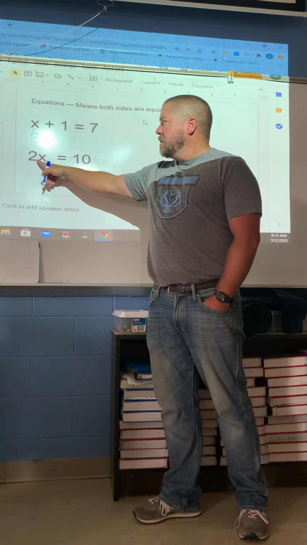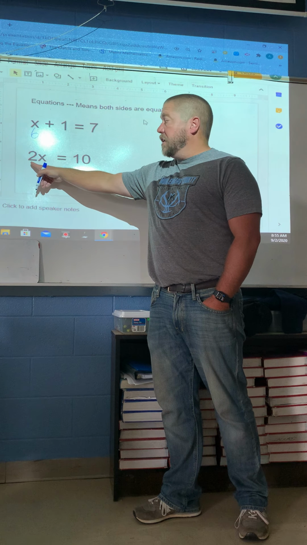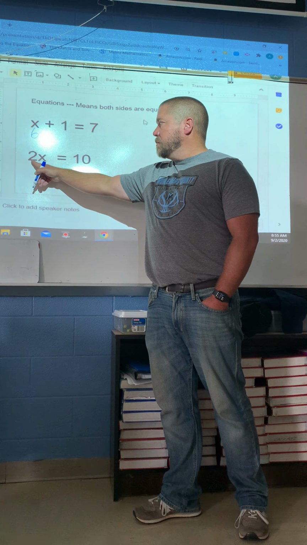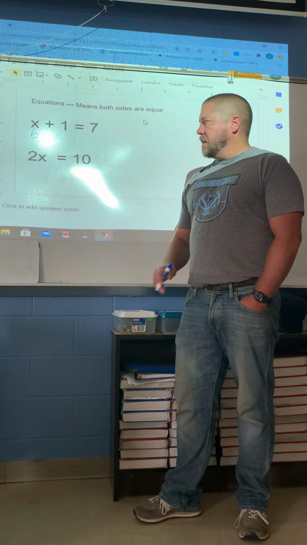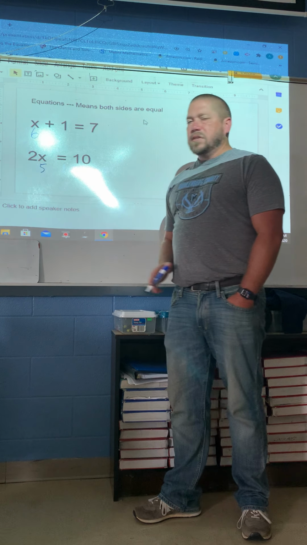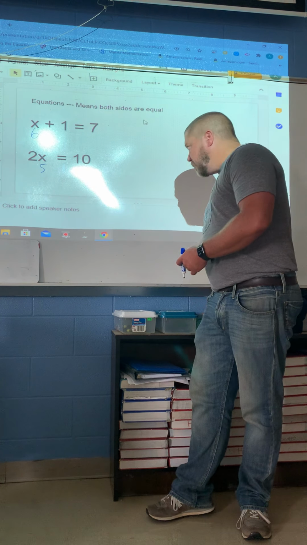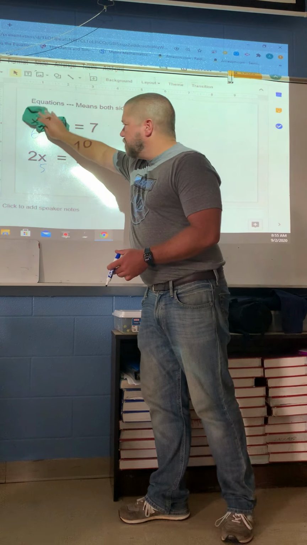Same thing in the second one. When a number is right next to a variable, it just means multiply. So this means 2 times x equals 10. Well, you guys can tell me 2 times 5 is 10. So we don't have to do anything to those besides just look at them and think and be able to solve.